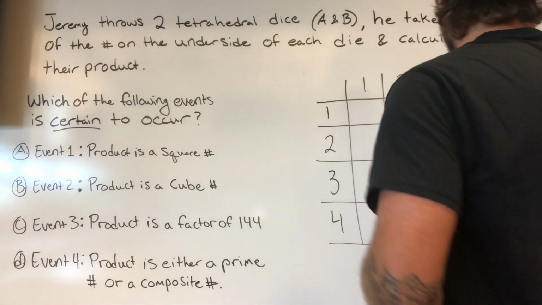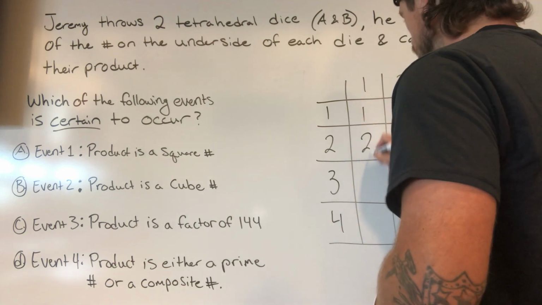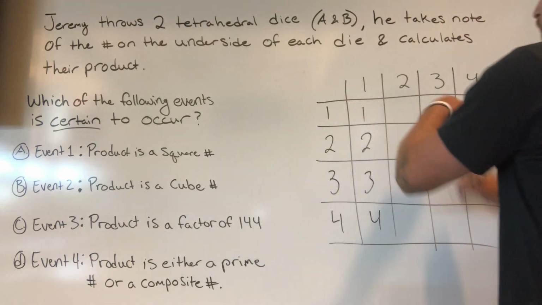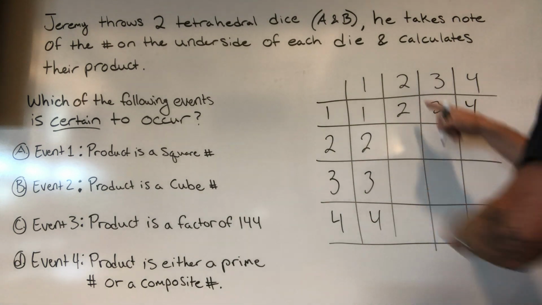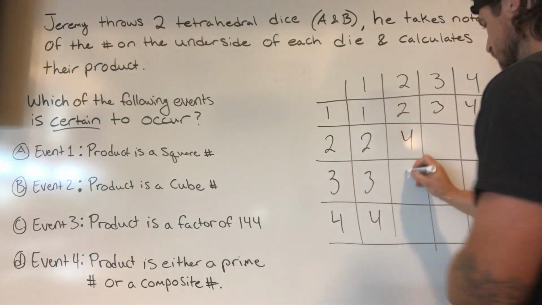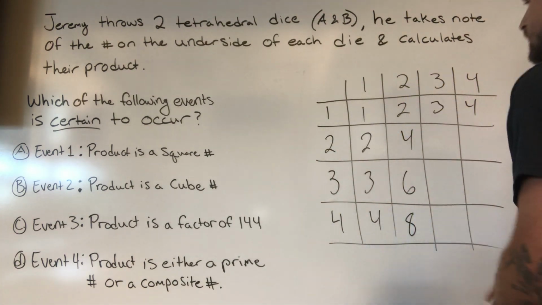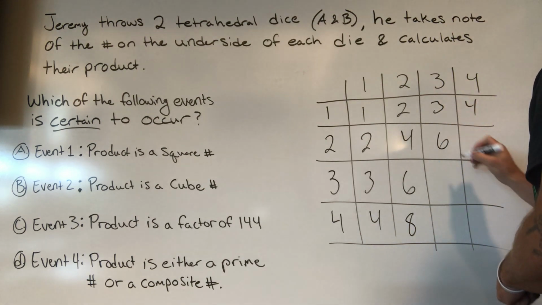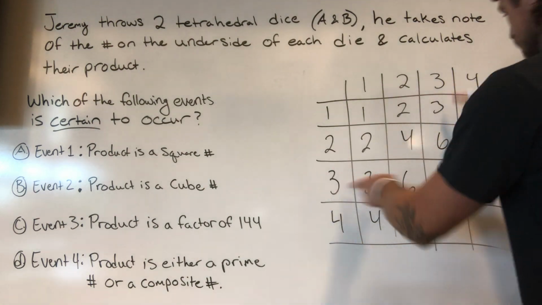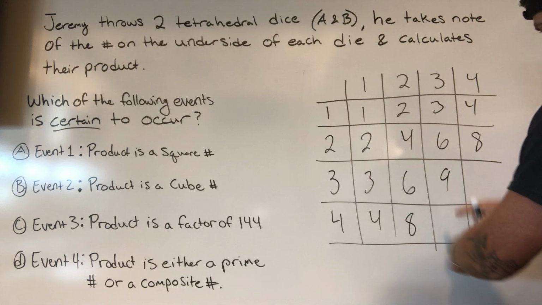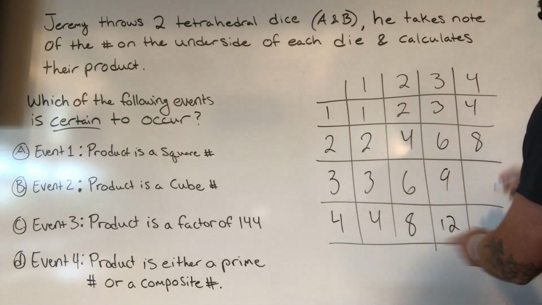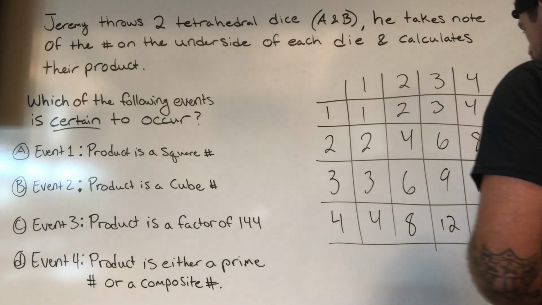1 times 1 is going to give me 1. 1 times 2, 2, 3, 4. 2, 3, 4. 2 times 2 is 4. 2 times 3 is 6. 2 times 4 is 8. 2 times 3 is 6. 2 times 4 is 8. 3 times 3 is 9. 3 times 4 is 12. 4 times 4 is 16. And we're going to get another 12 right there.